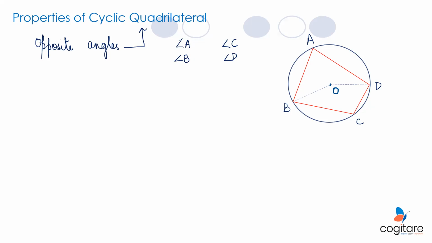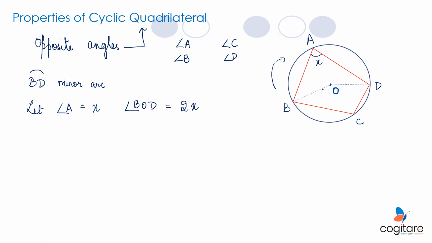Okay. So here, for the first one, let's try and join OB and OD, right? Now, what you will see is that arc BD is the minor arc, okay? And this way around, arc BD is the major arc. So, let angle A be x, then what do you think is the central angle of the minor arc BD, which is angle BOD, correct? So we know that the angle subtended by an arc at the center is twice the angle subtended by the same arc anywhere else. So this angle becomes 2x.